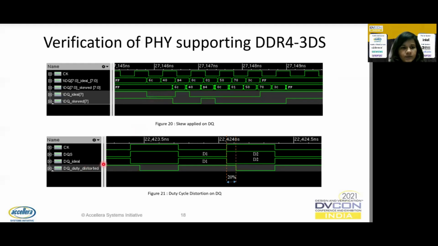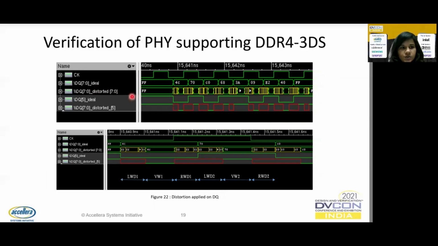In this particular figure, we can see that the DQ has its duty cycle varied. For region D1, the duty cycle has been increased by 20%. For region D2, it has been decreased by 20%. This figure shows the distortion that is applied on the DQ line. So if you see the DQ bit 5, this is the ideal signal without any distortion added. But once the left and right window distortions have been added, we see that the valid window has decreased. You can see the zoomed in version here. This is the original valid window, and this is the reduced valid window once the left and right distortions have been applied.